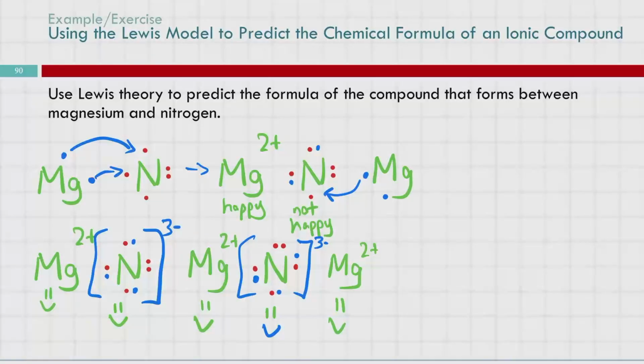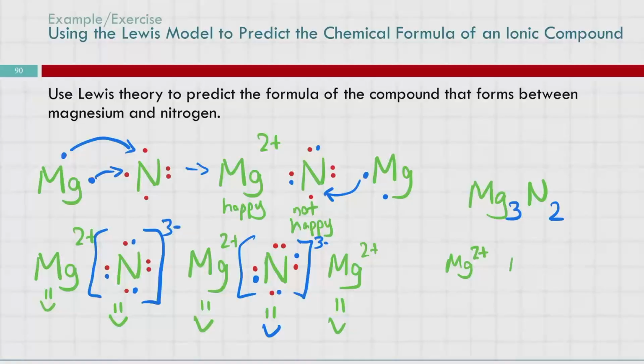Whole lot of work to come up with Mg. We've got 3 of them. And N, nitrogen, we've got 2 of them. So this is the formula that we're predicting for magnesium and nitrogen based on our Lewis dot structure and giving away electrons. Of course, it would have been much faster.